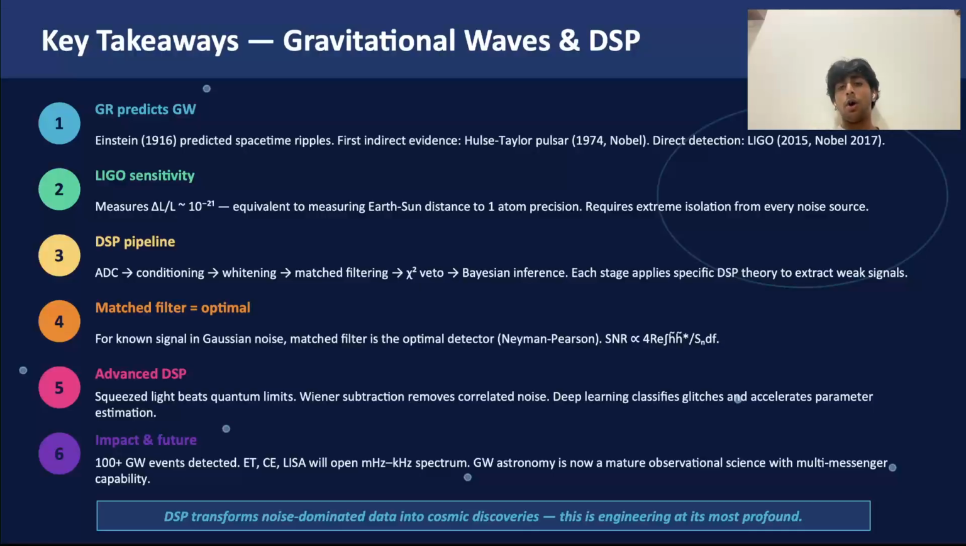And doing all of this, we didn't just detect a wave. We opened a new window to all of astronomy for all of human history. Gravitational waves pass through everything and they carry information from the darkest places where light never escapes. We have 100 events today. Future detectors will log millions per year, and we are going to learn things about the universe that we cannot yet even formulate the question for. And DSP transforms this noise-dominated data into cosmic discoveries. This is engineering at its most profound.